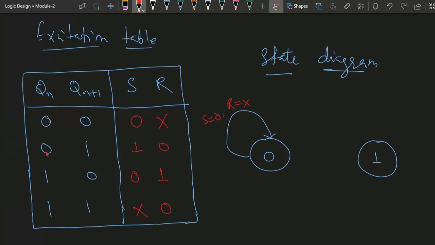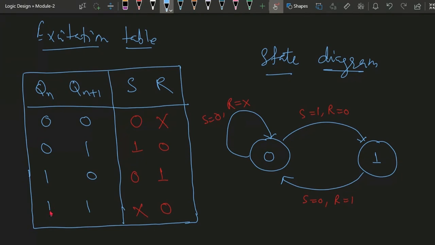Similarly, suppose the state is 0 and the next state is 1. Then what will be the input condition? If the next state is 1 after 0, the input condition should be S equal to 1 and R equal to 0. Similarly, the flip flop is at state 1 and it changes to state 0. Then the condition for input is S should be 0 and R should be 1.